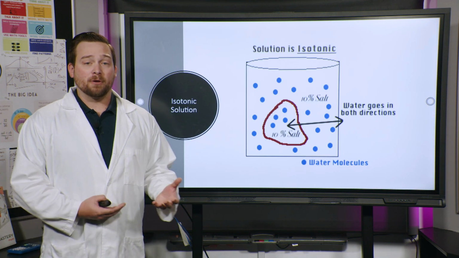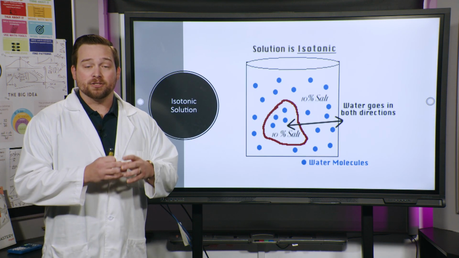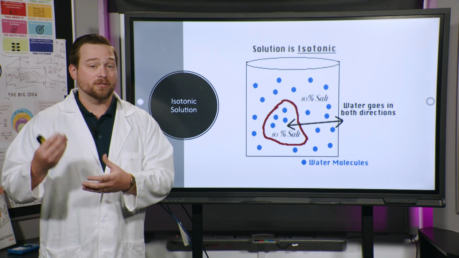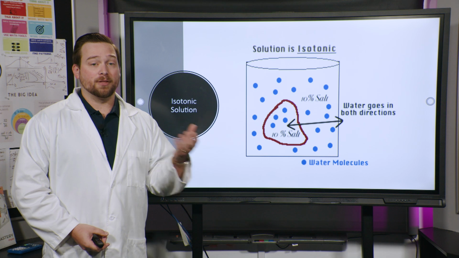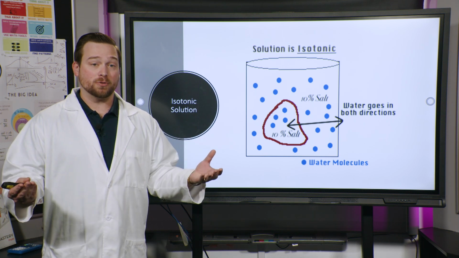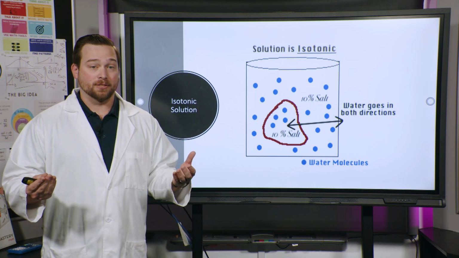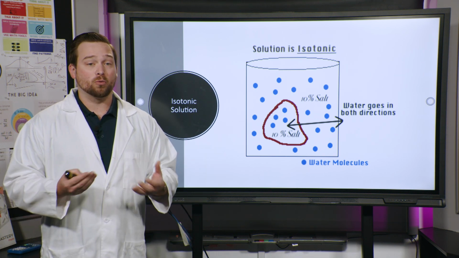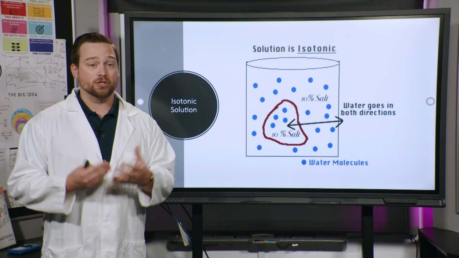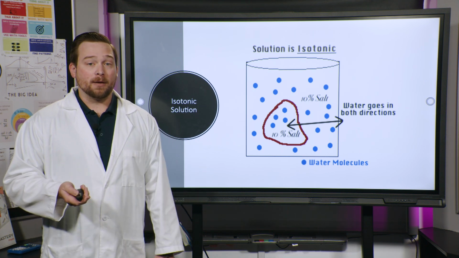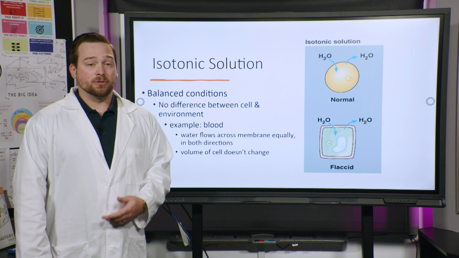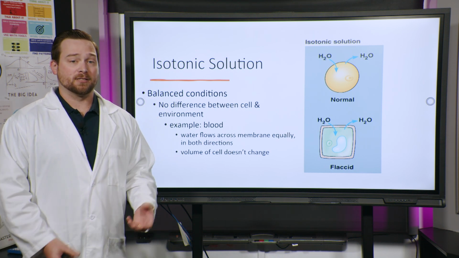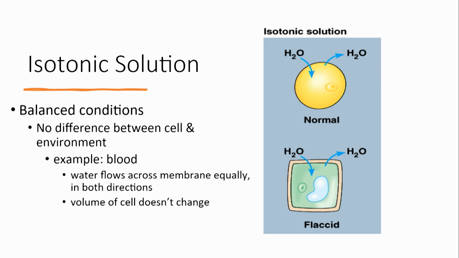Okay, so here's kind of a picture of that. You can see inside of this cell, the brown little circle there would be the cell, and it's sitting inside of a beaker that's filled with water. Okay, the cell and the solution have the same amount of solutes in them, so we would call that an isotonic solution. The water's moving into the cell, the water's moving out of the cell, but they're in equal amounts, so the overall size and shape of the cell doesn't change. Okay. So again, this isotonic solution, we would kind of call this like a balanced condition, right? Because they're equal on both sides. There's going to be no difference between the cell and the environment.